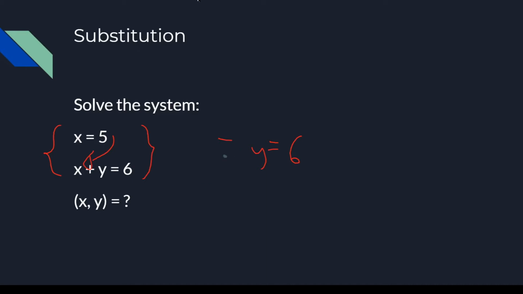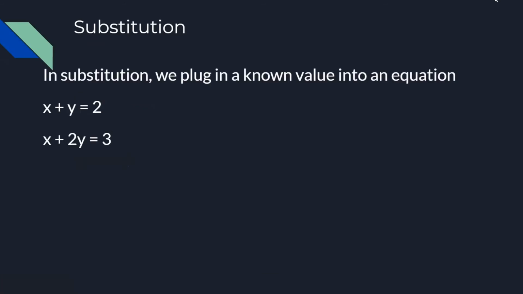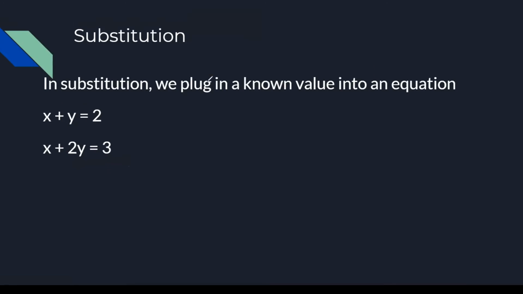But substitution isn't always this easy. It gets a little harder, a little more hairy, and we'll cover those cases as well. So as I said, in substitution, we plug in a known value into an equation to solve for the unknown values. In this example, you have x plus y equals 2 and x plus 2y equals 3. And you might be wondering, how do we substitute our variables in? In this case, you're not substituting in one variable. I'll show you how to do this one, and for the next questions, you can try doing them yourself.